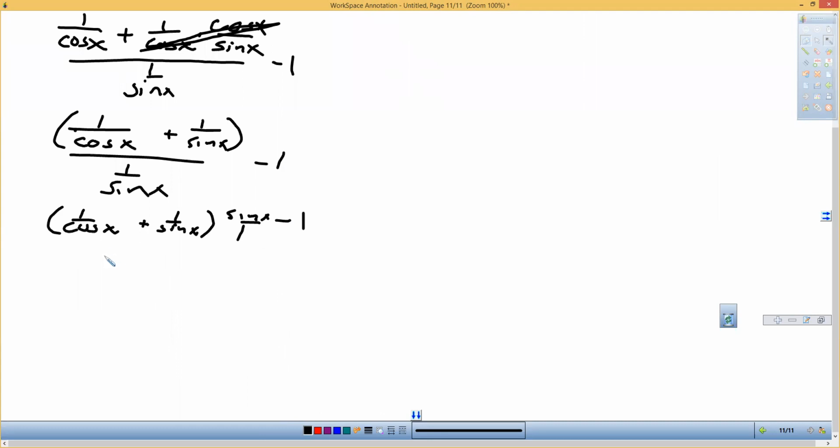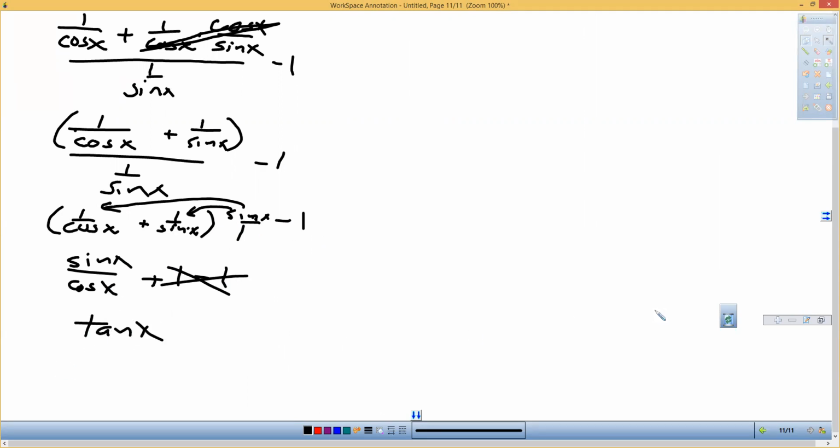Okay, and then I distribute this. I'm going to get sine x, taking this times this one way over here, I get sine x over cosine x. Plus, I take it times this first one. This sine x and this sine x reduce, they both reduce to 1. So this is plus 1, and I still got that minus 1. Those cancel each other out, and sine over cosine is tangent x. So that is the first one.